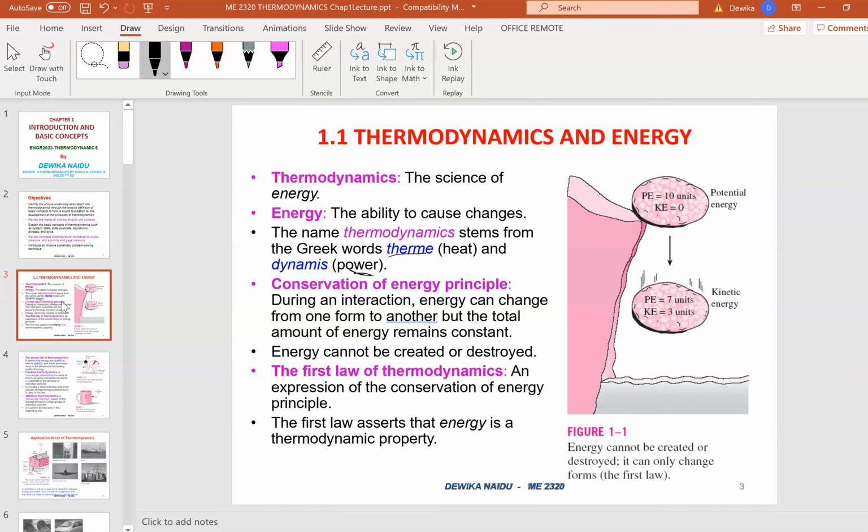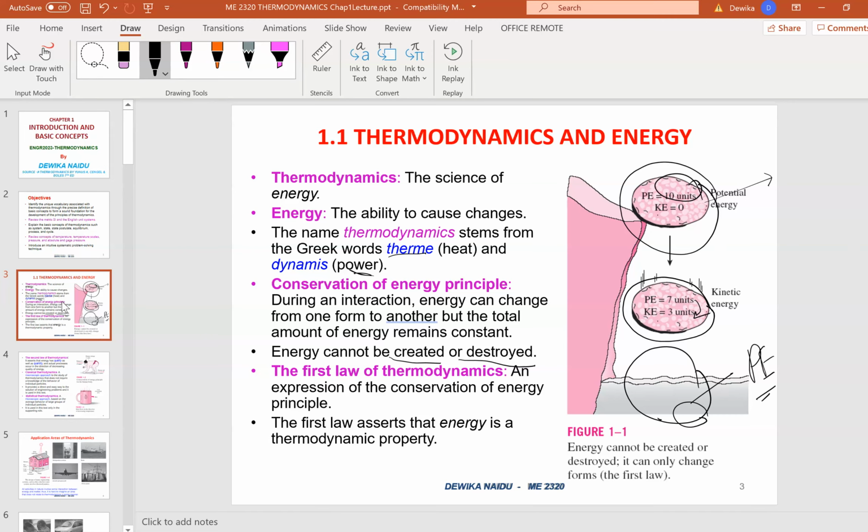The next concept is the conservation of energy principle. Remember, at all times, energy changes from one form to the other. It cannot be created or destroyed. For example, you have potential energy of 10 units up here. When you start moving, the potential energy decreases and the kinetic energy increases. When it reaches the point where the potential energy, which is due to height, reduces to 0, the kinetic energy reaches the maximum. So you have 10 units here, and the kinetic energy at the bottom will be 10 units.